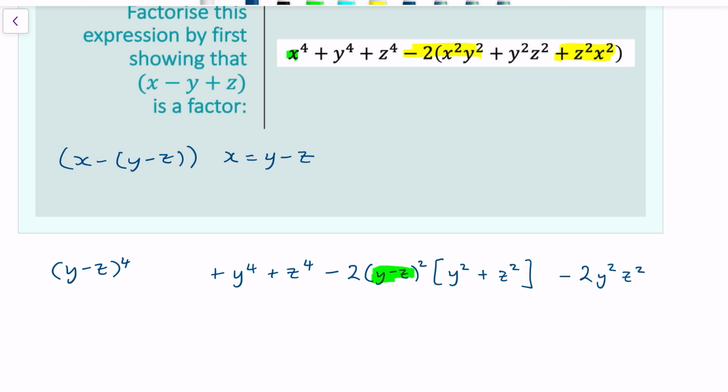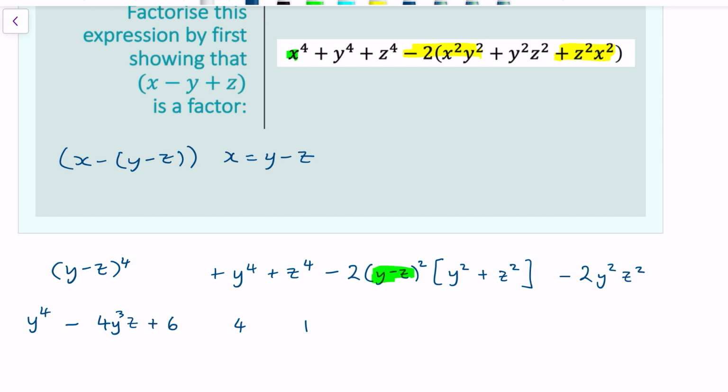Okay, from there we can expand out using the binomial theorem. So we've got y to the 4. The coefficients for the expansion are 1, 4, 6, 4, and 1. Y to the 4 is the first term. The next term is going to have 3 y's and a z in it, but the z has a minus in front of it, so it's minus 4y cubed z.